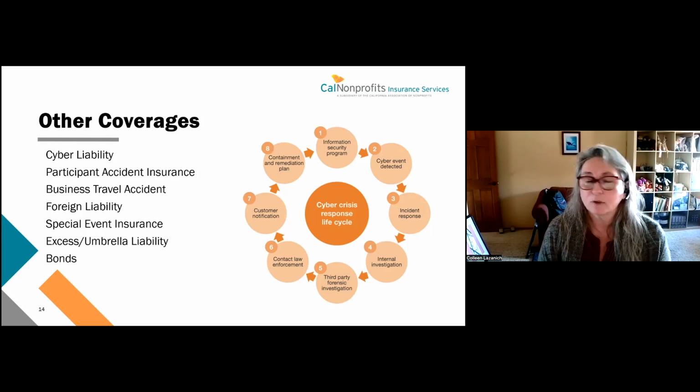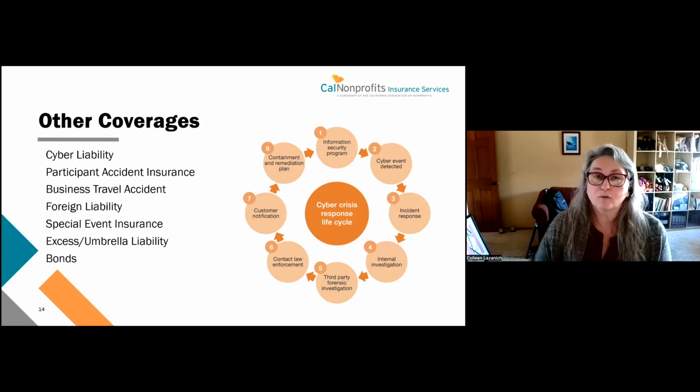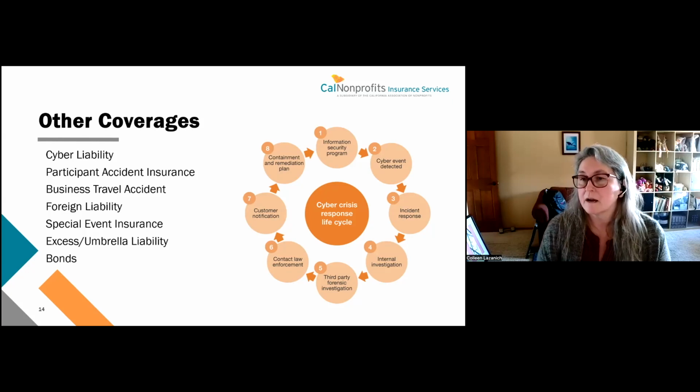Typically, they will go over auto, general liability, workers' comp, and potentially your professional, sex abuse, and D&O coverages, depending on the carrier. And then bond. Sometimes you're required for funding or for your city or for some special project to have a bond. So that's another type of coverage that we see fairly frequently.